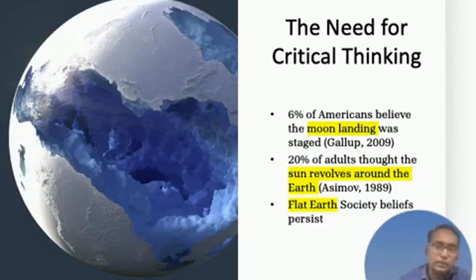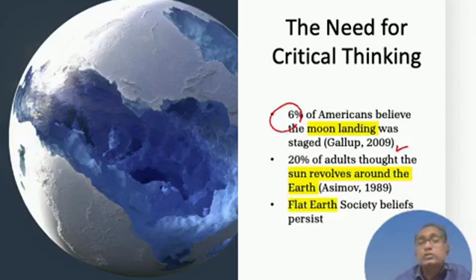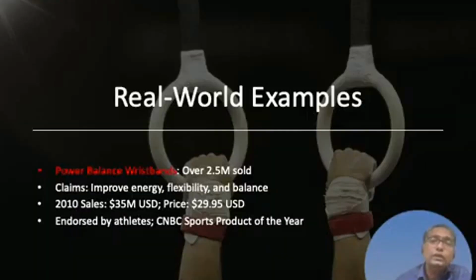Let's look at some examples. 6% of Americans believe the moon landing was staged, according to a survey in 2009. And 20% of adults thought that the sun revolves around the Earth and that Earth is flat. So this shows that there's something wrong in how we form our knowledge or beliefs. This is one example, and we can look at other examples.